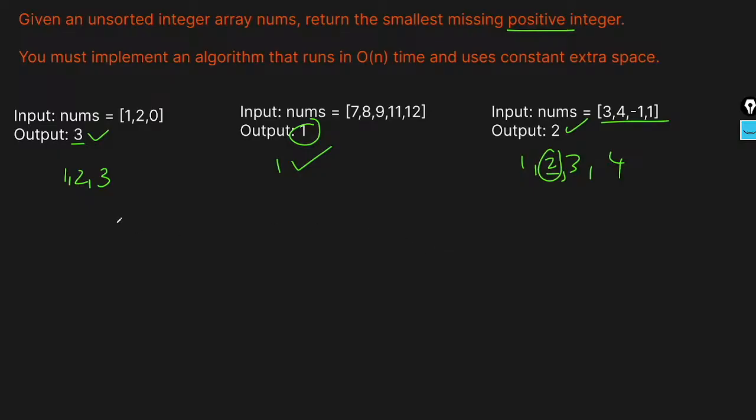Now, this question looks really, really simple on the surface, right? You're just finding the first missing positive, and let's look at how we might solve this if we didn't have these requirements put on us.